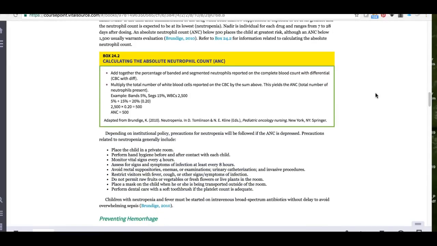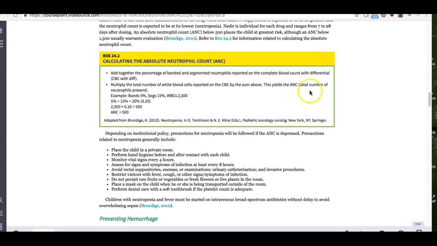Okay. All right, here's the ANC. I do want to talk a little bit about this. I want you to be able to figure an ANC. So what you're going to see, if you're given a value, you're going to add the bands and the segs. Okay, and then multiply that as above, and it gives you an example there. And that's going to be your ANC, the total number of neutrophils present. If it is below 500, and that's the typical policy, then they are on what's called neutropenic precautions.